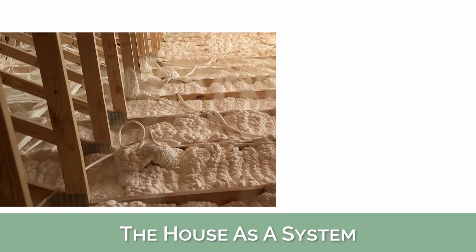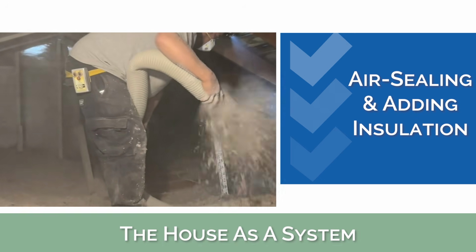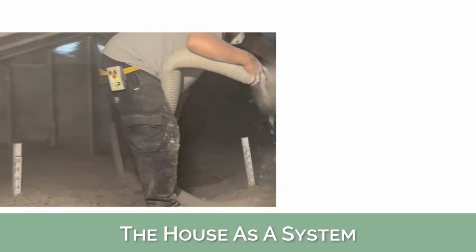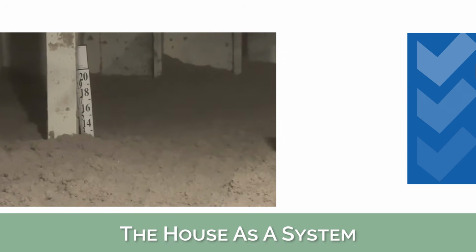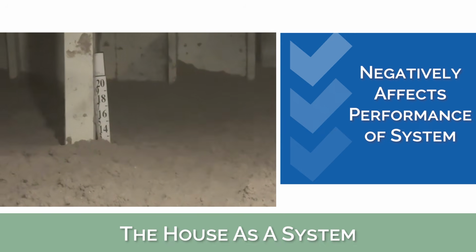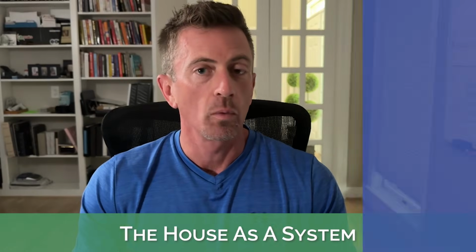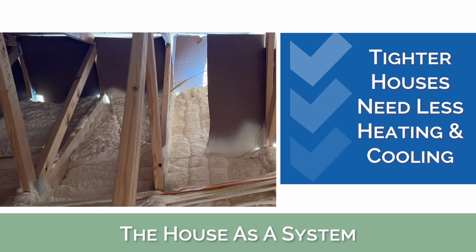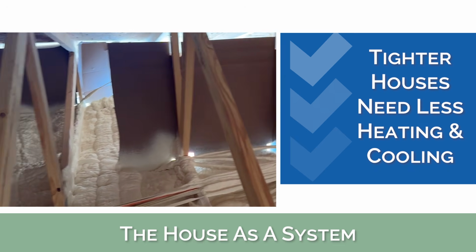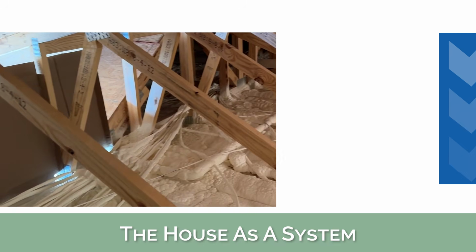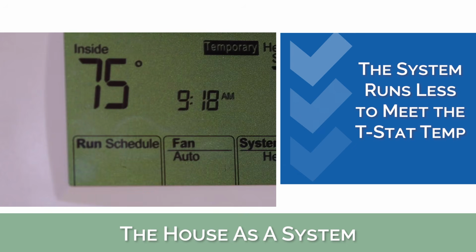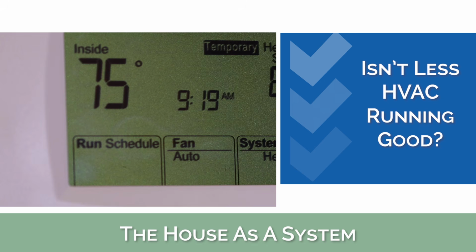For example, air sealing holes in your house and adding more insulation should make you feel more comfortable, but it also lowers the heating and cooling load on your house, which can negatively affect the performance of your heating and cooling system. Why is that? Because a tighter house with better insulation requires less heating and cooling to keep it comfortable. So your heating and cooling system needs to run less in order to maintain your thermostat's set point temperature. Well, isn't that a good thing, running the HVAC system less?